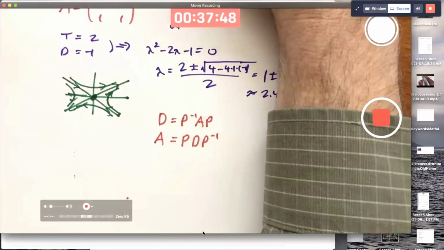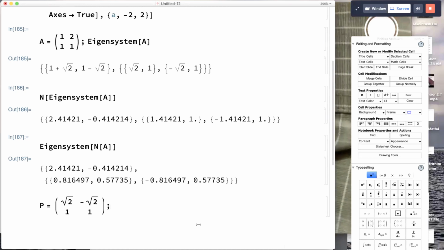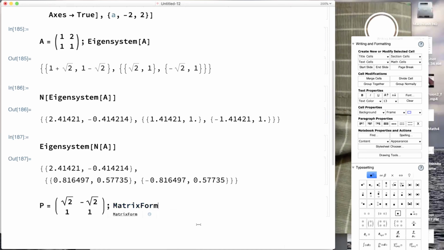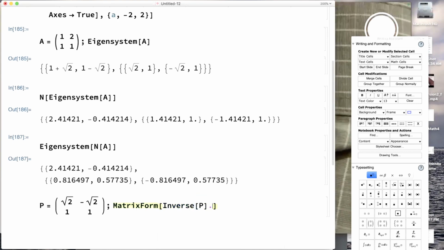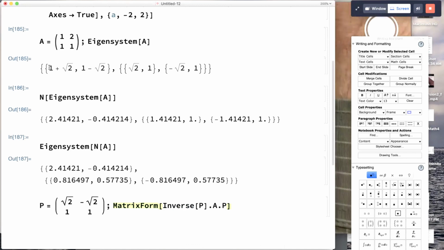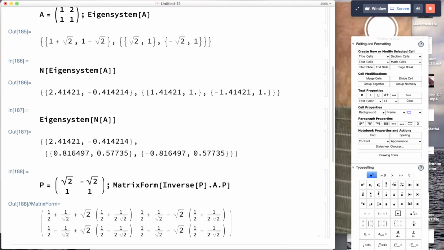So what I'm saying now is if on Mathematica I do P inverse, which you have to type as inverse P, times A times P, I should get a diagonal matrix with the eigenvalues along the main diagonal. These numbers. In the same order as the corresponding eigenvectors. So since I put the eigenvector corresponding to the first eigenvalue in the first column, I would get 1 plus square root of 2 in the upper left. And since I put the second eigenvector corresponding to the second eigenvalue, I'll get 1 minus square root of 2 in the lower right. But it's not simple enough yet to see that.